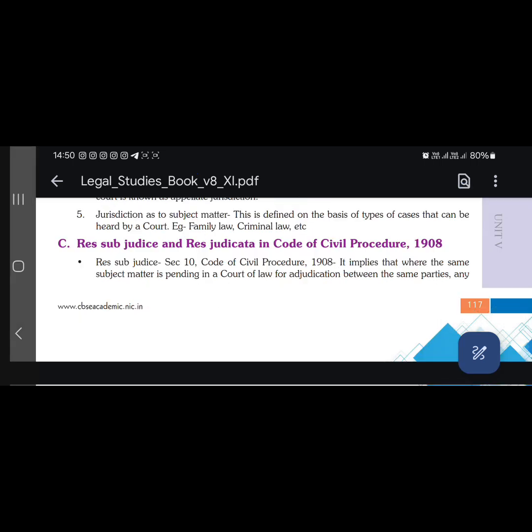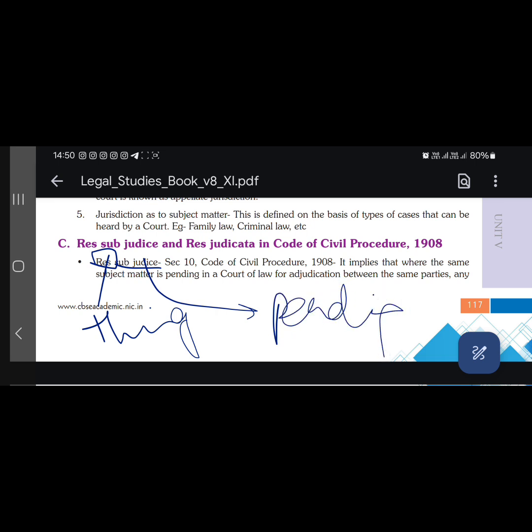Also, res means thing, and sub judice means pending, or you can say it is still in adjudication, means it is still awaiting decision, for resolution of disputes. This is pending.